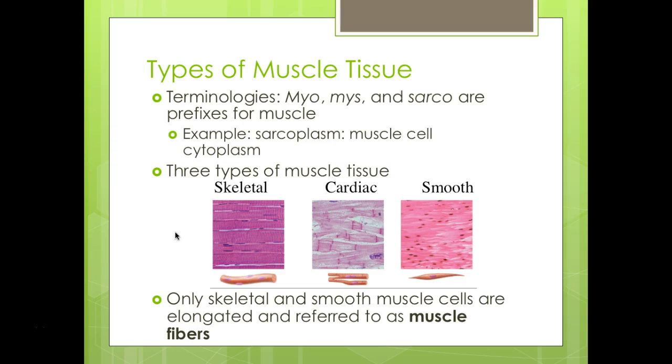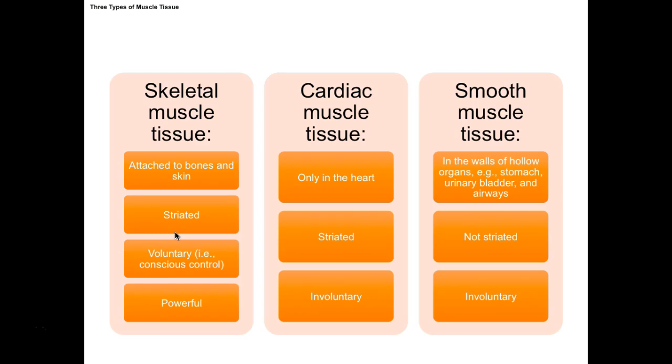I just want to mention some terminology. Myo, mys, and sarco are always going to refer to muscle. For example, we have sarcoplasm, which is going to serve as our muscle cell cytoplasm. More on that a little bit later. All right, this is just a little chart showing us all the differences amongst our muscle, basically what I mentioned in the previous slide.